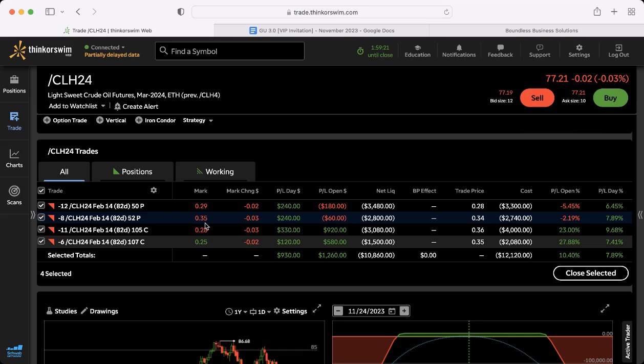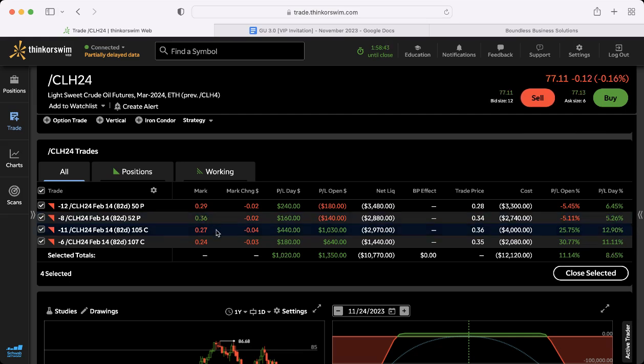We've also got 52 puts. You can see where they're at right now. The value of those, that's $350 each, because in crude oil, 1 point is $1,000. So $350 value. I've got 8 of them. They're down 0.03 for the day. I'm up $240 for the day, but I'm still down $60 overall. I received $27.40 when I sold them at 0.34. Now their value is $2,800. The price is 0.35. Okay.